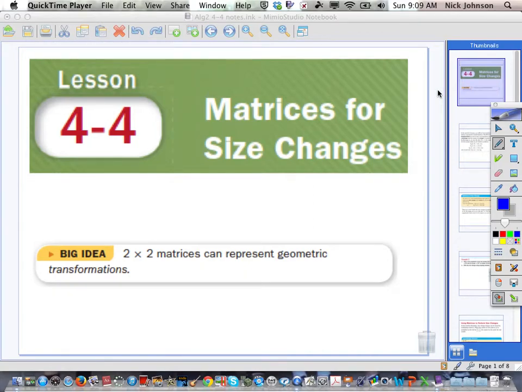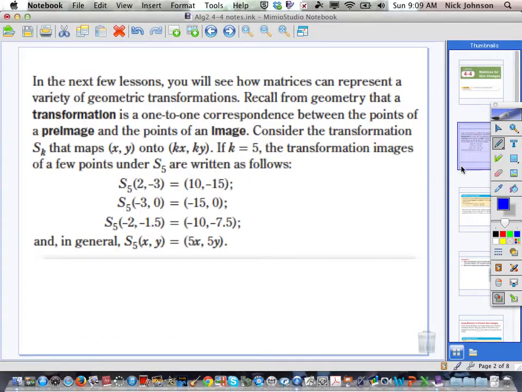Today we're going to talk about lesson 4-4, matrices for size changes. So we've dealt a lot with matrices, okay? We've added them, we've subtracted them, we've multiplied them by a scalar, and we multiplied matrices. Now we're going to use matrices to multiply other matrices to get size changes, reflections, etc. The big idea today is we're going to take 2 by 2 matrices and represent them as geometric transformations.